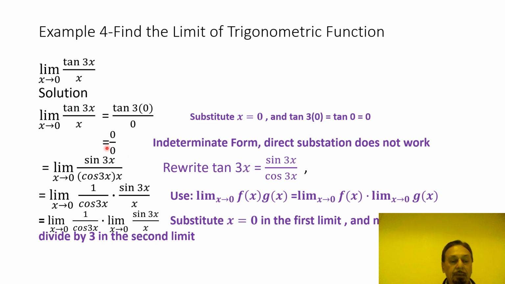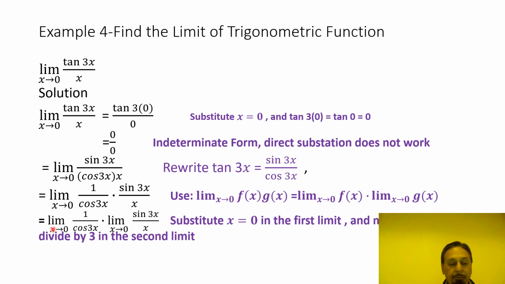The only thing we can do here is rewrite tangent 3x as sine 3x over cosine 3x. Looks like sine 3x we can attach with x, and this we can separate like this. So the limit as x approaches 0 of 1 over cosine 3x times sine 3x over x. Now, the limit of a product is the product of the limits, so we can rewrite this as the limit of 1 over cosine 3x as x approaches 0, and the limit as x approaches 0 of sine 3x over x.